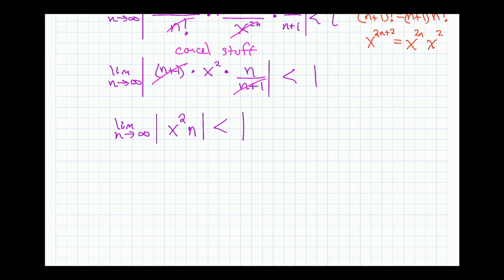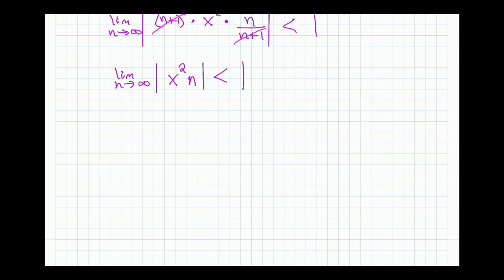Now here is where we have a little bit of trouble compared to the previous example. We need to take the limit as n goes to infinity. As n goes to infinity, two things could happen.